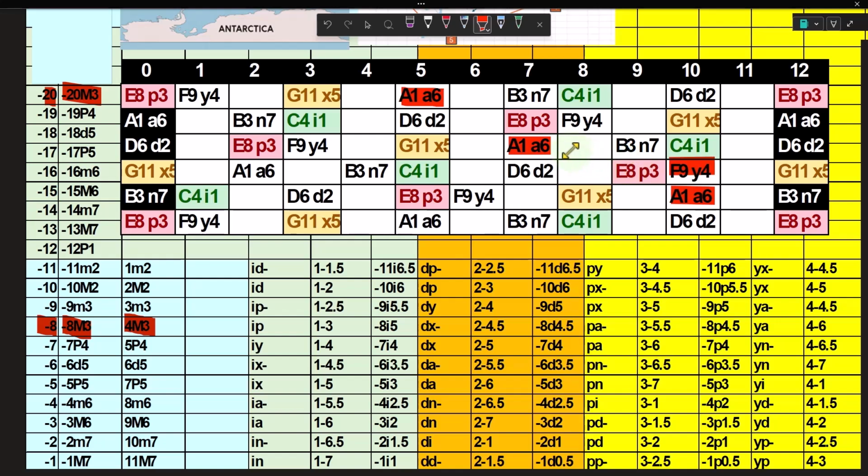But the major thirds are different, right? This one's a 4-note away major third. This is a negative 8-note away major third. This is a negative 20-note away major third.